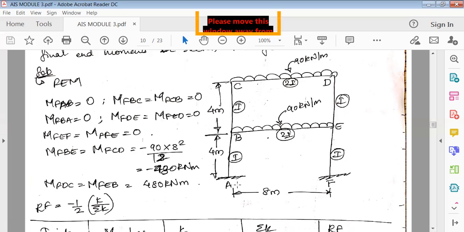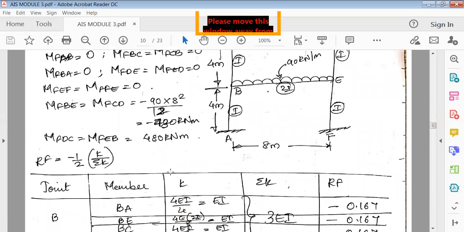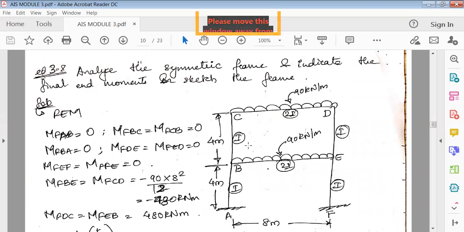So in rotation factor, again, I'll use the formula: rotation factor is equal to minus half K by summation K. Now I can see here there are four joints which connect each other. So this is B, C, D, and E. B connects BA, BE, BC. Then C connects CB, CD. D connects DC, DE. And E connects ED, EB, EF. So all these connecting members you have to consider.